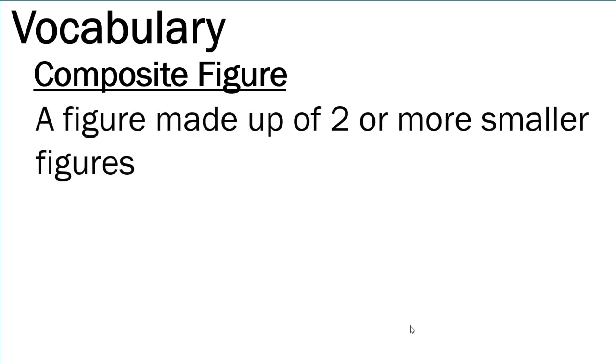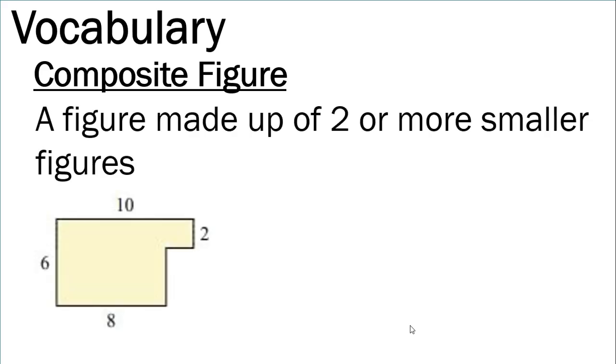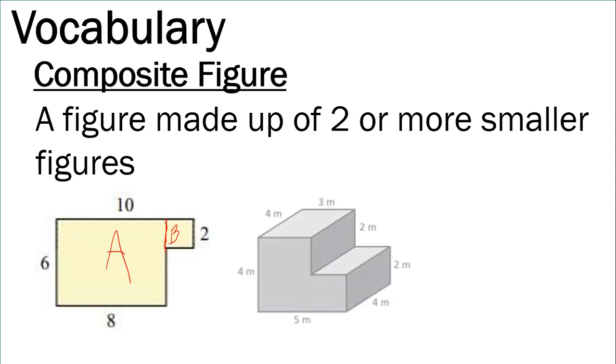A composite figure is a figure that's made up of two or more smaller figures. So here we have a figure that looks like it's made up of two rectangles. Here, this could be rectangle A, and the smaller figure can be rectangle B. We could find the area of both of these rectangles and add them together to find the area of the composite figure.